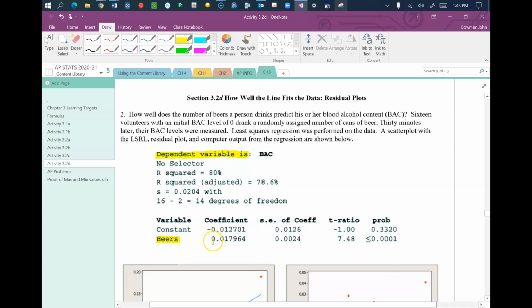And that means that the slope is 0.017964, and the y-intercept right above that, I'll highlight it in blue, is negative 0.012701. So we've got a bunch of information there about the relationship between predicting blood alcohol content from the number of beers that somebody drank. R squared is 80%, or 0.80.